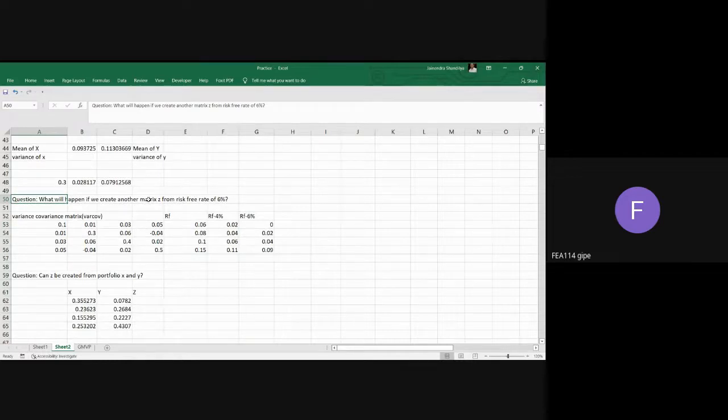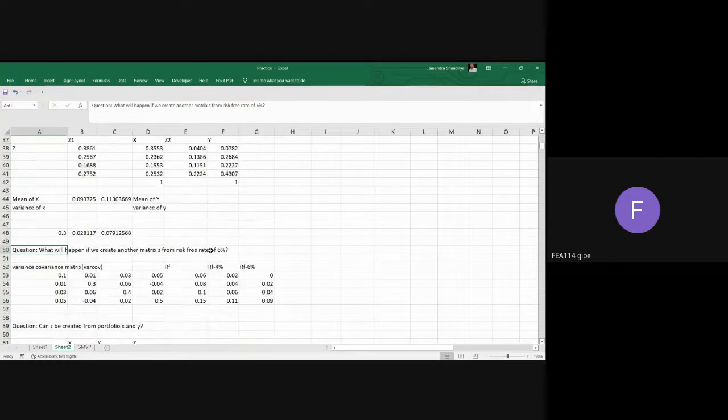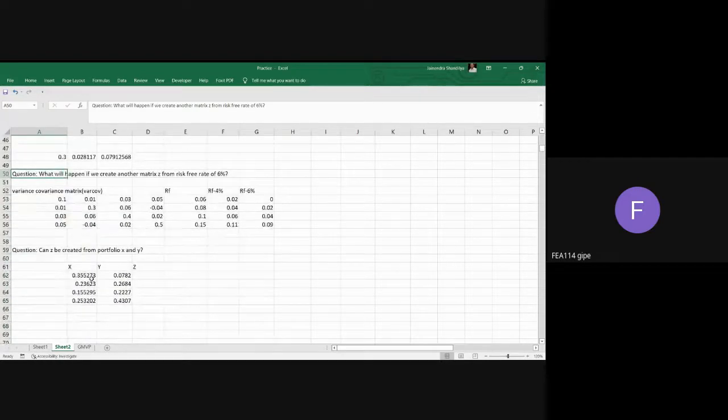So X and Y I have just taken from the X and Y. This was done last time. This was done, X and Y was done. If you sum them up, they should sum to 1. Why? Because these are the proportion of X and Y. Now I have to calculate Z.